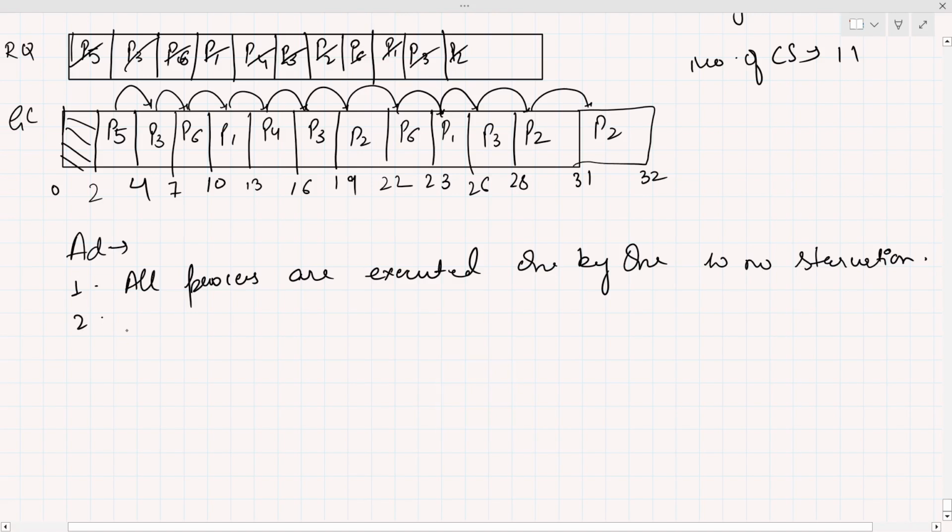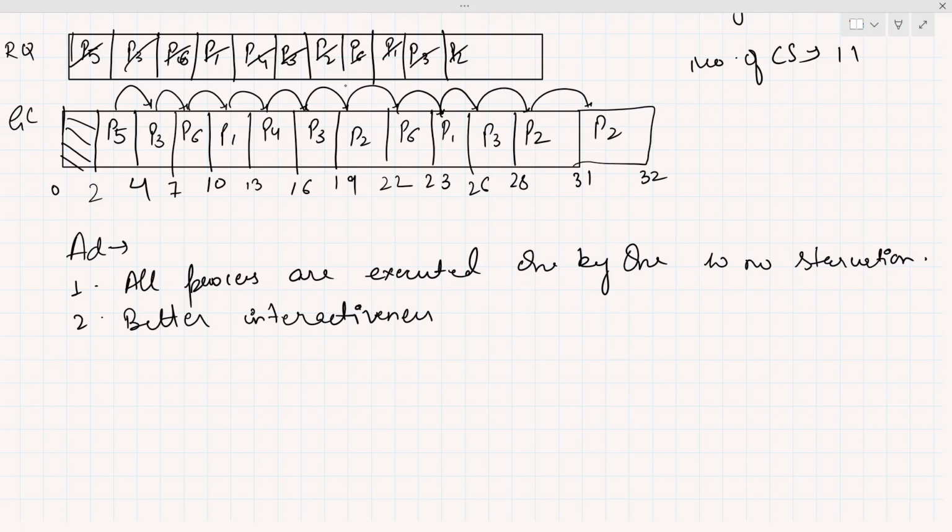The next thing is better interactivity, or better interactiveness. What does this mean? Here you can see P5 to P3, P3 to P6. So there is a context switching, there is an interaction with the CPU again and again. Sometimes when a big process gets the CPU, it will execute completely, so small or other processes will not get a chance. So this thing does not happen. One process runs, then another, then another. So there is better interactivity with the CPU, and one by one all the processes are executed.